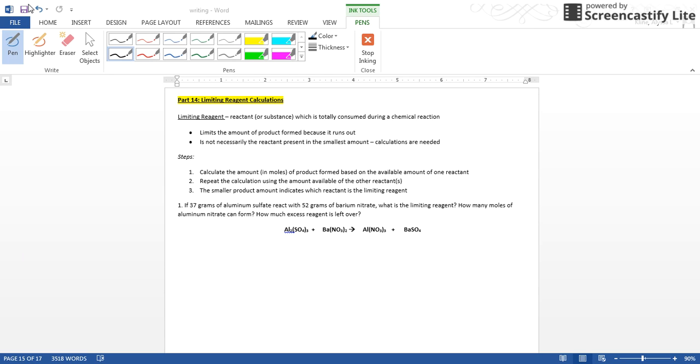So the steps we're going to do: we're going to calculate the amount of moles of product formed based off of the amounts of one reactant, do the same thing for the other reactant, then we're going to compare them to find the limiting reagent.